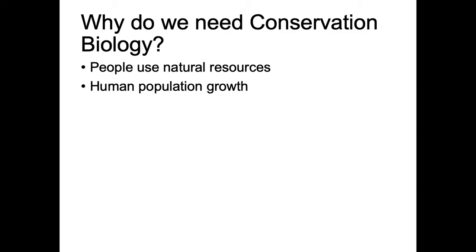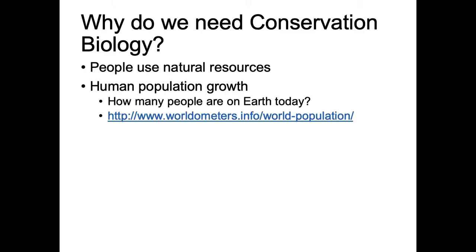The second one is human population growth. So it's the amount of resources the average person needs multiplied by the total number of people. Now, obviously, people in different parts of the world use different amounts of resources, and different areas are growing more than others. But on a global scale, this is generally why we need conservation biology, and it's why ecosystems are being degraded, why species are disappearing in a lot of cases.